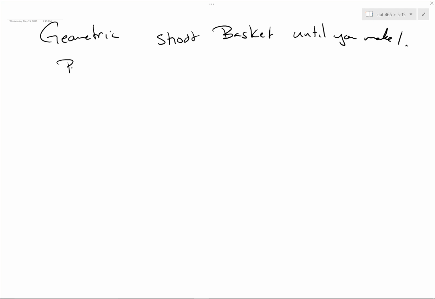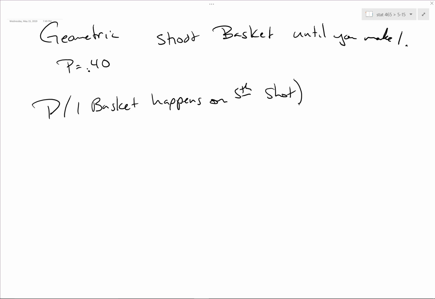Now, that said, I prefer to do it this way. I like to start off with geometric. You're going to shoot a basket until you make 1. And you are 40% from the foul line. There you go. What is the probability that your first basket happens on the 5th shot? Well, if I'm still shooting on the 5th shot, what have I done the first 4 times? I've missed, yes? So I had to go 0.6 times 0.6 times 0.6 times 0.6 times 0.4, right? Because I had to miss, and then on the 5th time I made it, yes?